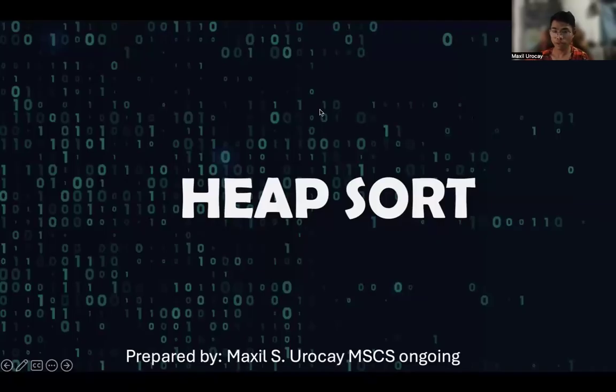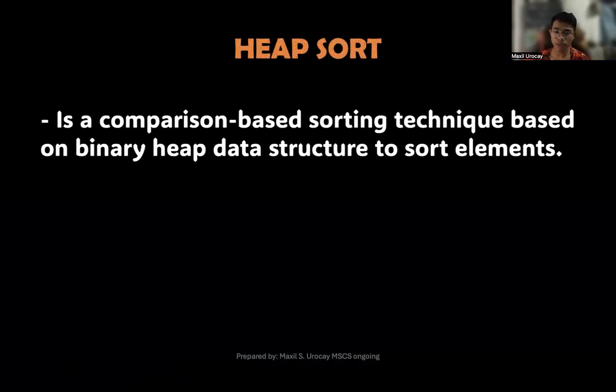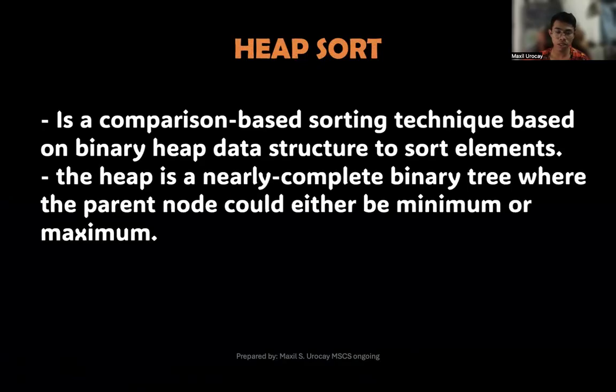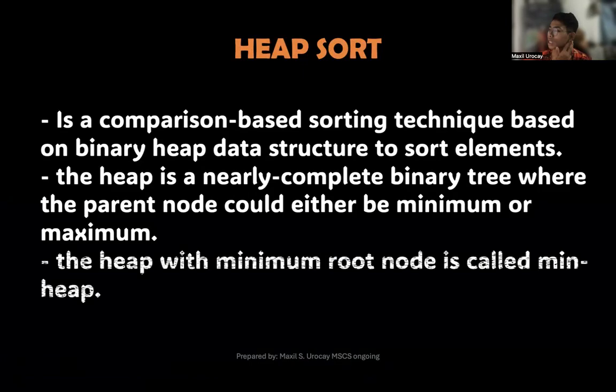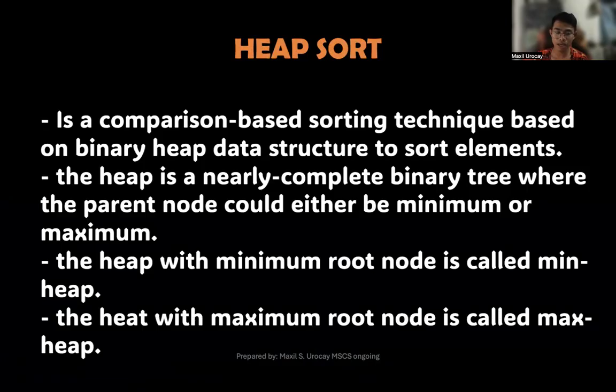Okay, by the way, so this will be the heap sort as well. For the heap sort, this is definitely a comparison-based sorting technique based on binary heap data structure to sort elements. The heap is a nearly complete binary tree where the parent node could either be a minimum or maximum, but we're dealing here with the maximum. The heap with minimum root node is called the minimum heap. The heap with maximum root node is called max heap.